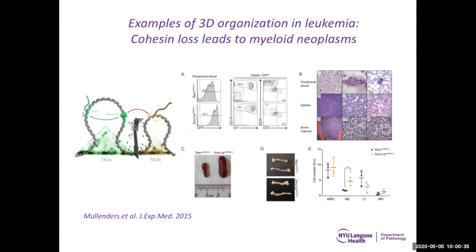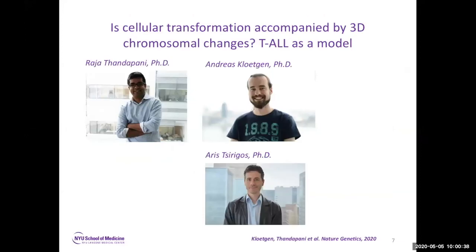The question that I would like to address today is a very simple one. The previous speaker somehow touched on it, is basically, are cellular transformation events and cellular transformation itself accompanied by changes in 3D chromosomal organization? We are using T-cell leukemia as a model.